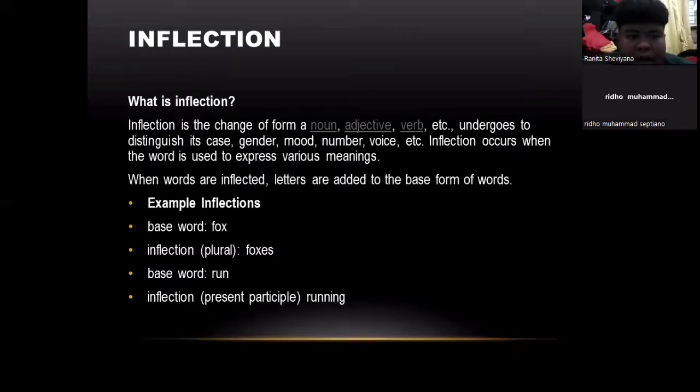Okay, next. Inflection. What is inflection? Inflection is the change of form a noun, adjective, verb, etc. undergoes to distinguish its case, gender, mood, number, voice, etc. Inflection occurs when the word is used to express various meanings. When words are inflected, letters are added to the base form of words. Example: base word, fox. Inflection, plural, foxes. Base word, run. Inflection, present participle, running.